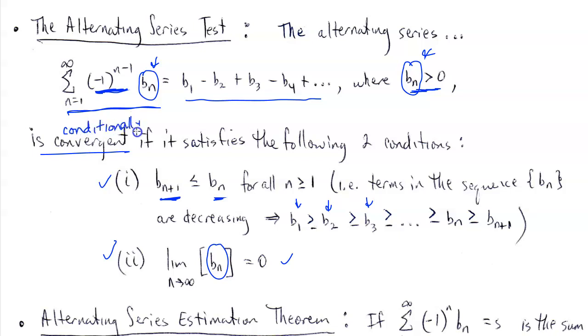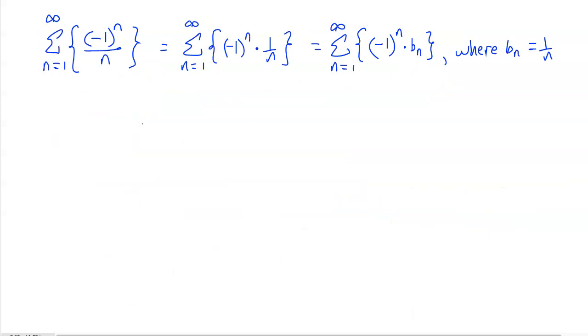Okay. And I'm actually going to make a separate video about this whole concept of absolute versus conditional convergence. Right now, we're just going to say that an alternating series will converge if it has these two properties. Okay. Now, to illustrate this in a simple example, let's look at this particular series. And what this actually is, is the alternating harmonic series.